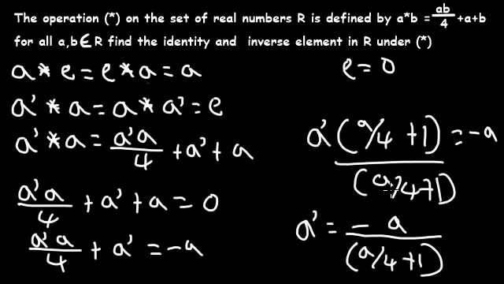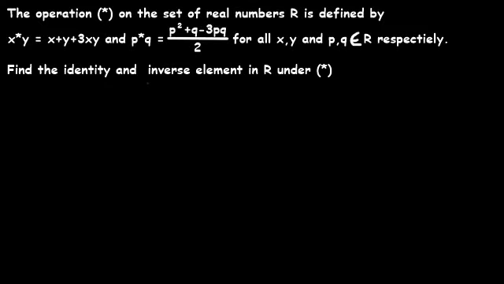So this is your exercise. Feel free to share your solution via the comment section below. Consider finding the identity and inverse element of the two operations for both x and y and p and q.